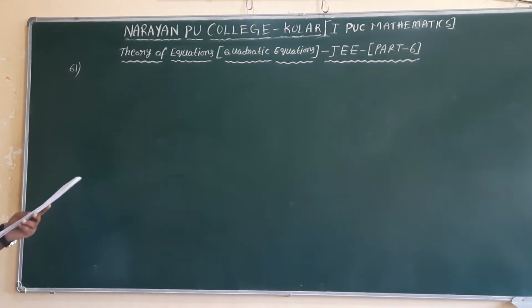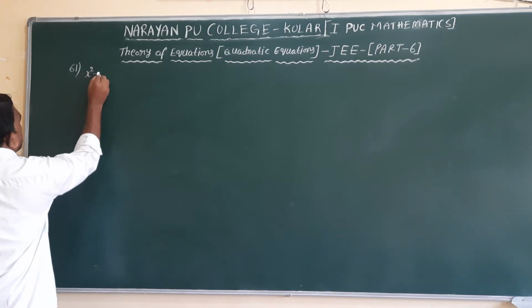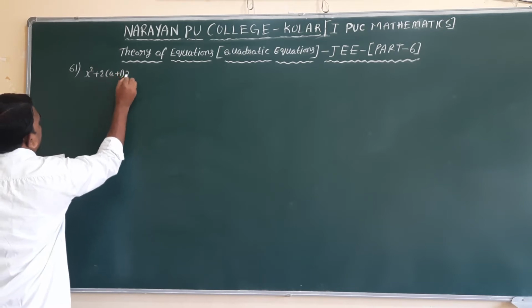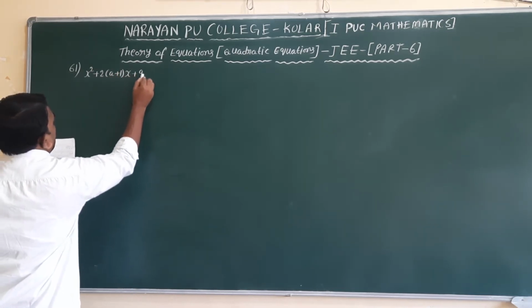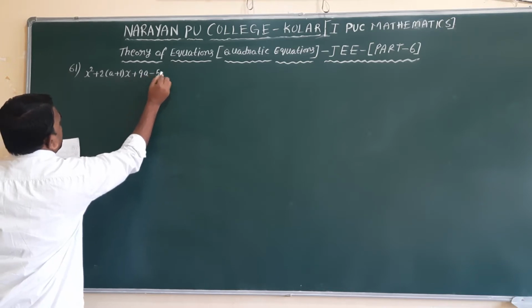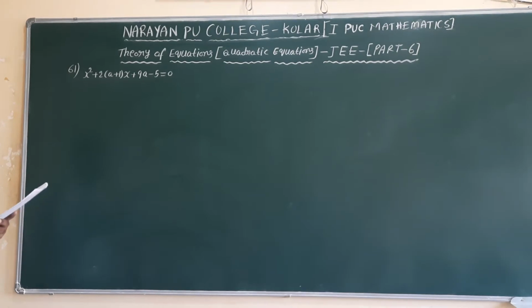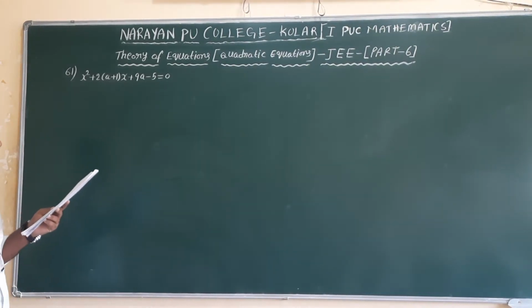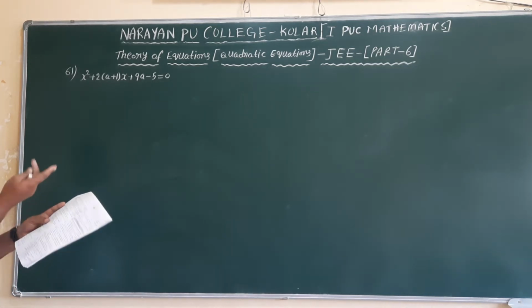Question 61. If the equation x square plus 2(a plus 1)x plus 9a minus 5 equal to 0 has only negative roots, then what is the condition on a, is what is asked.